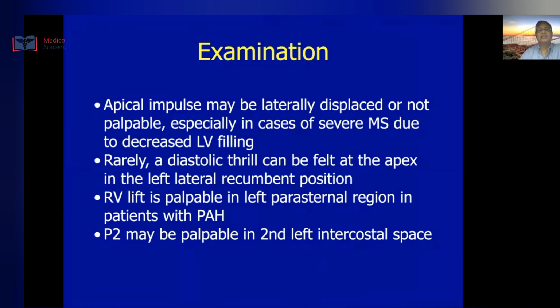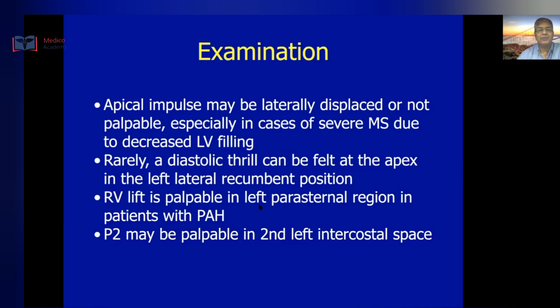The apical impulse may be laterally displaced or may not be palpable, especially when the patient has severe mitral stenosis, due to a decrease in the left ventricular filling. Rarely, a diastolic thrill can be felt at the apex in the left lateral recumbent position.